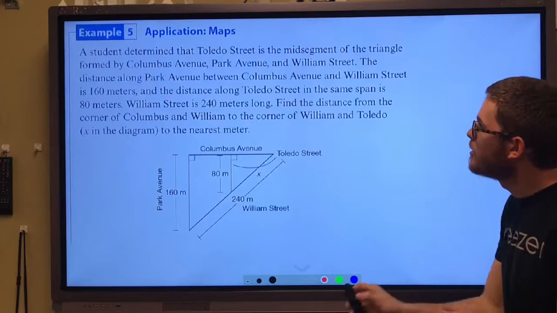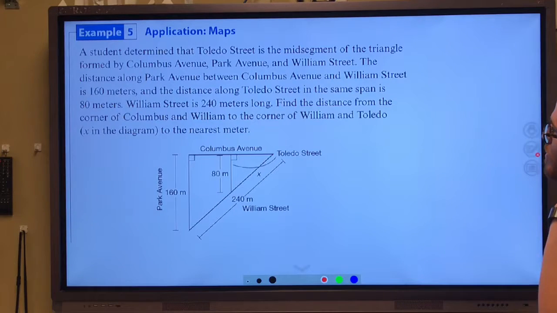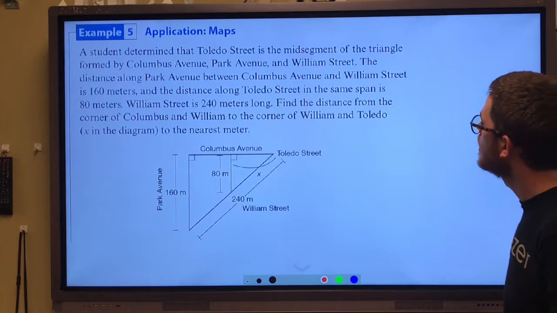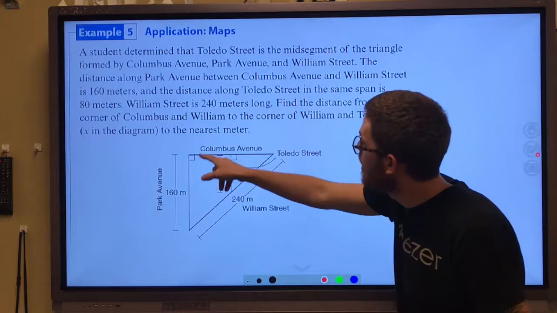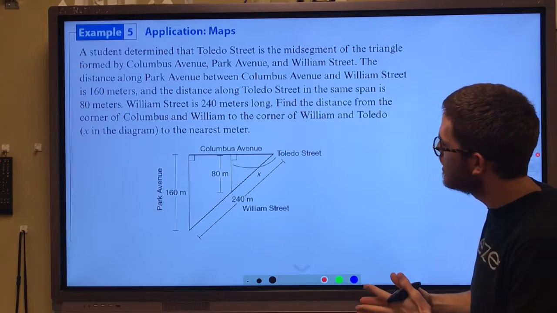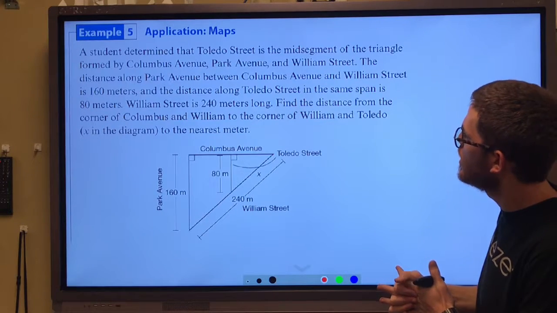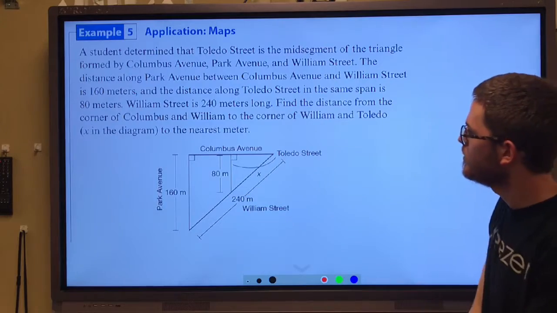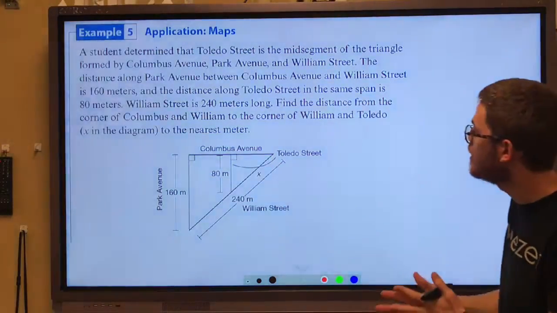A student determined that Toledo Street is the midsegment of the triangle formed by Columbus Avenue, Park Avenue, and William Street. Okay? The distance along Park Avenue between Columbus and William Street is 160 meters. You can see that marked there. The distance along Toledo Street in the same span is 80 meters. Okay. Which makes sense. If that's a midsegment, it needs to be 1/2 of that side.